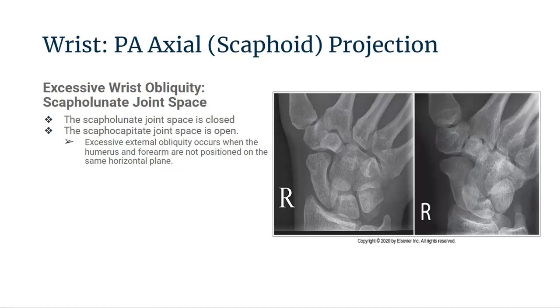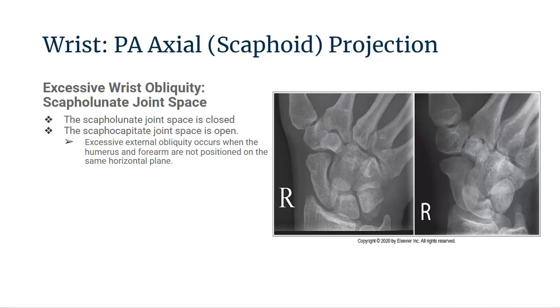So now let's talk about excessive wrist obliquity and how it affects that scapholunate joint space. When positioning for a PA axial projection, if the wrist is externally rotated just a bit more than necessary, you'll start to see a few key indicators. The scapholunate joint space will be closed. The scaphocapitate joint space might still be open, but the degree of obliquity will look slightly exaggerated. If the wrist is over-rotated even further, the space will also start to close, and you'll notice that the capitate and hamate begin to show some degree of superimposition.